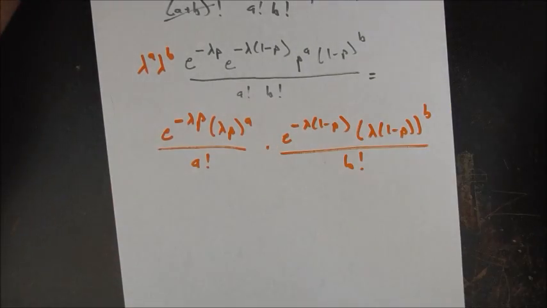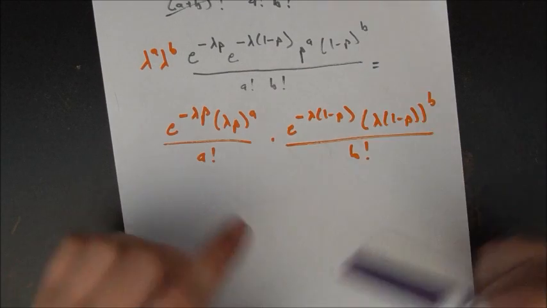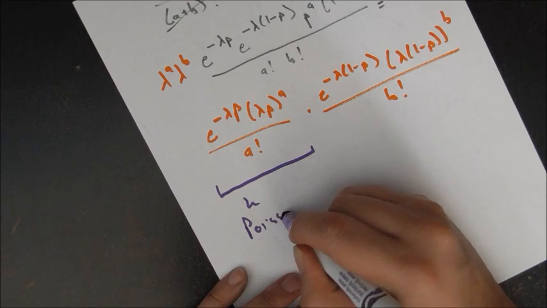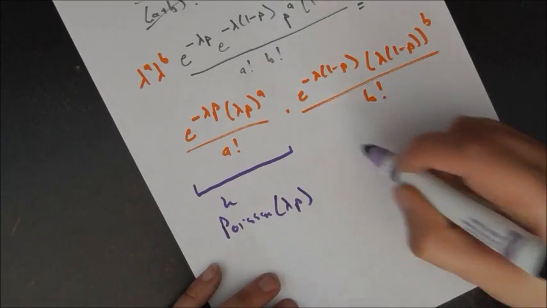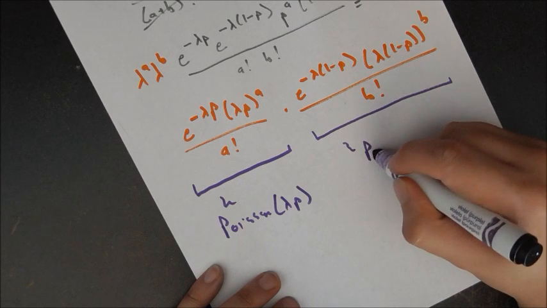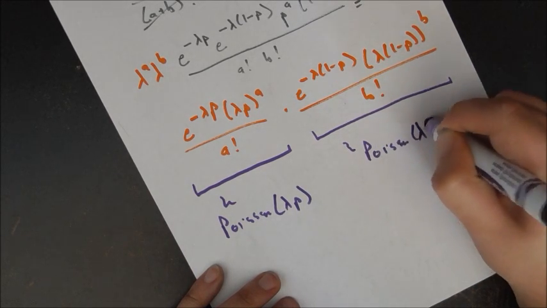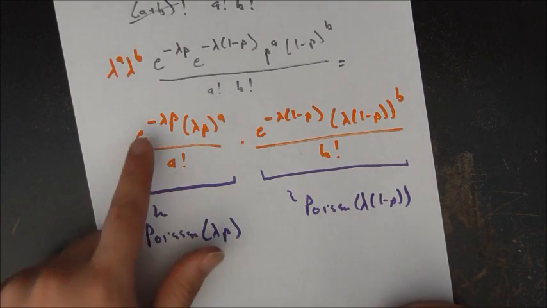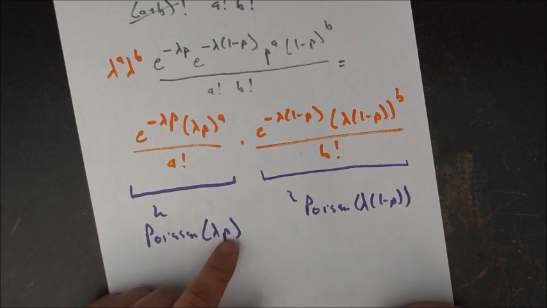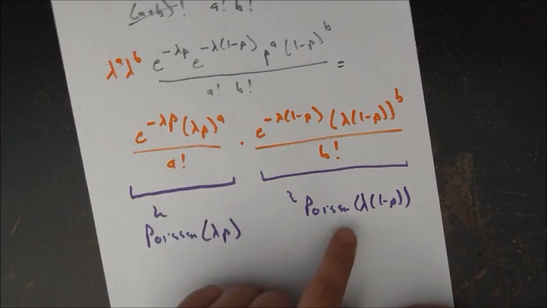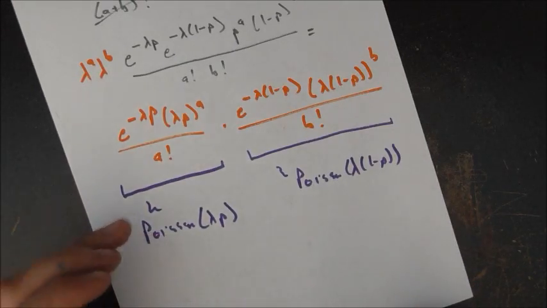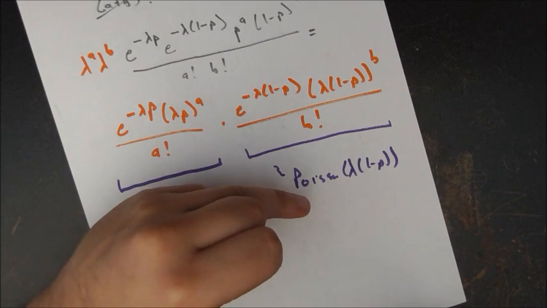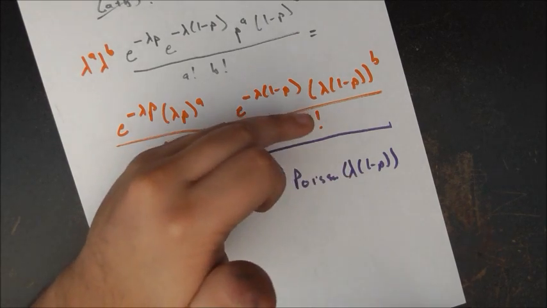Now notice something really, really interesting. These are just the PMFs for what? This is the PMF for a Poisson lambda p random variable, and likewise this is the PMF for a Poisson lambda 1 minus p random variable, right? Because what would this be? This would be e to the negative lambda p right there, lambda p to the power of a right there over a factorial, and likewise this has the same form. So this is just the PMF of a Poisson lambda p distribution evaluated at a, and this is the PMF of a Poisson lambda 1 minus p distribution evaluated at b.